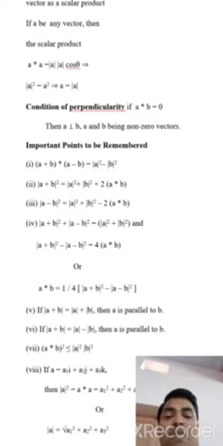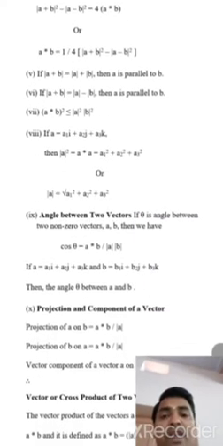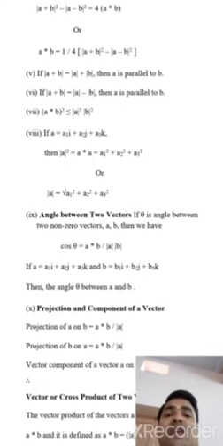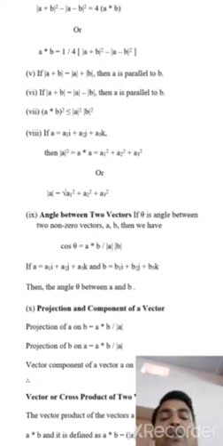Okay students, now the fifth property: if magnitude of (A plus B) equals magnitude of A plus magnitude of B, then A is parallel to B. Next property: if magnitude of (A plus B) equals magnitude of A minus magnitude of B, then A is parallel to B. Okay, now next, (A·B) whole squared is less than or equal to magnitude of A squared times magnitude of B squared.